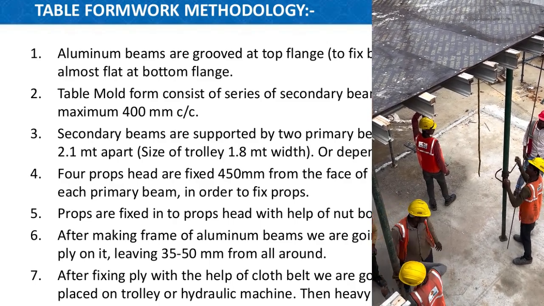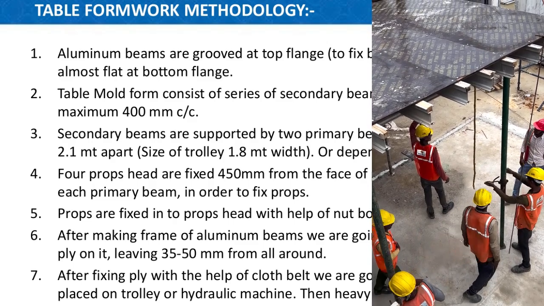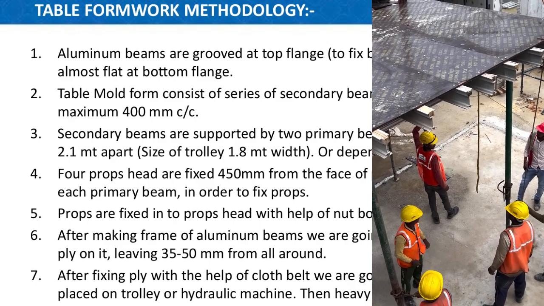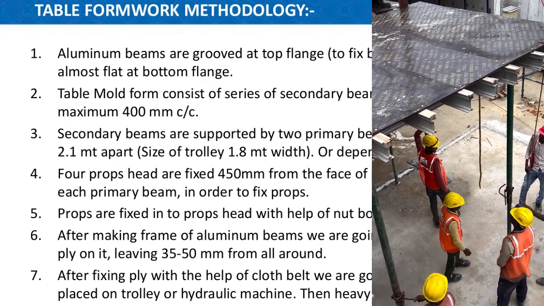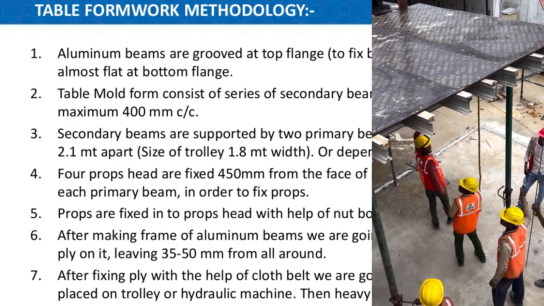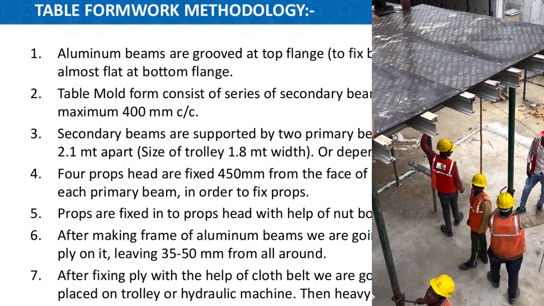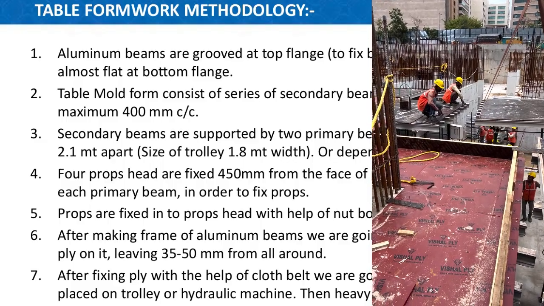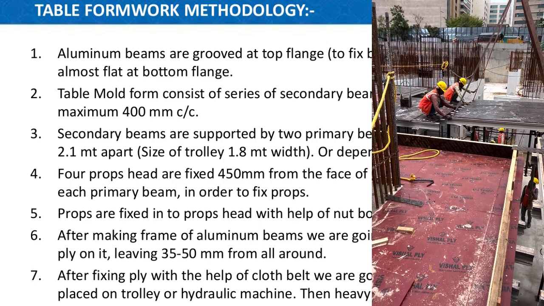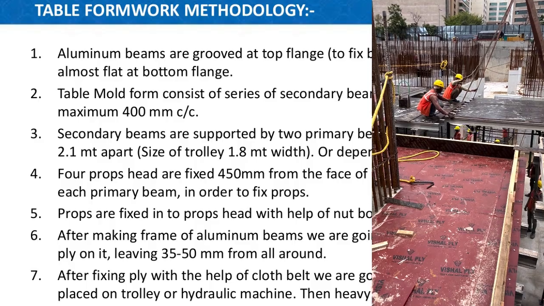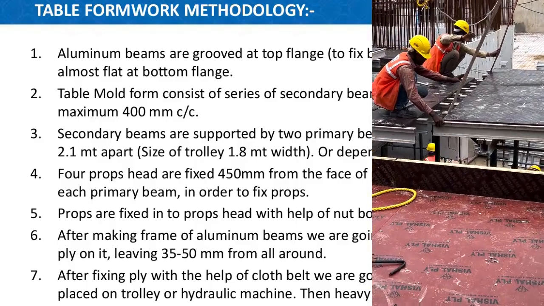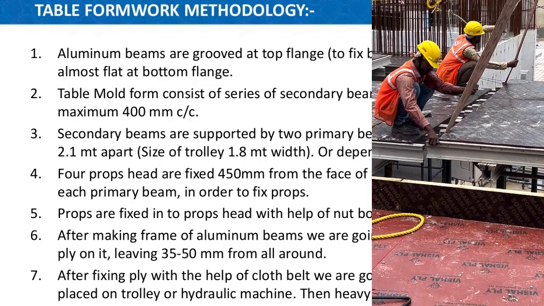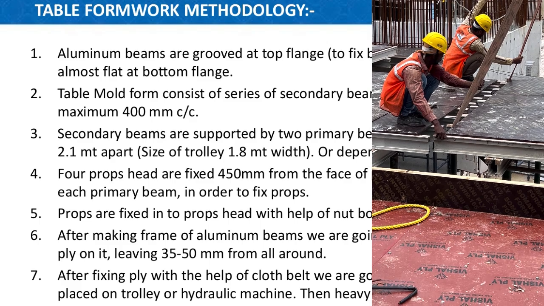And then after framing the table head, fixing and ply fixing, with the help of the tower crane we are going to lift the table mold and place it on the trolley. After placing on the trolley, we are going to fix heavy duty jacks on the table head. After fixing the heavy duty jacks, molds are again lifted by the tower crane, and we are going to place as required, and fix the level of the shuttering as required, as you can see in the video itself. So these are the table formwork methodology, or how we can fix.